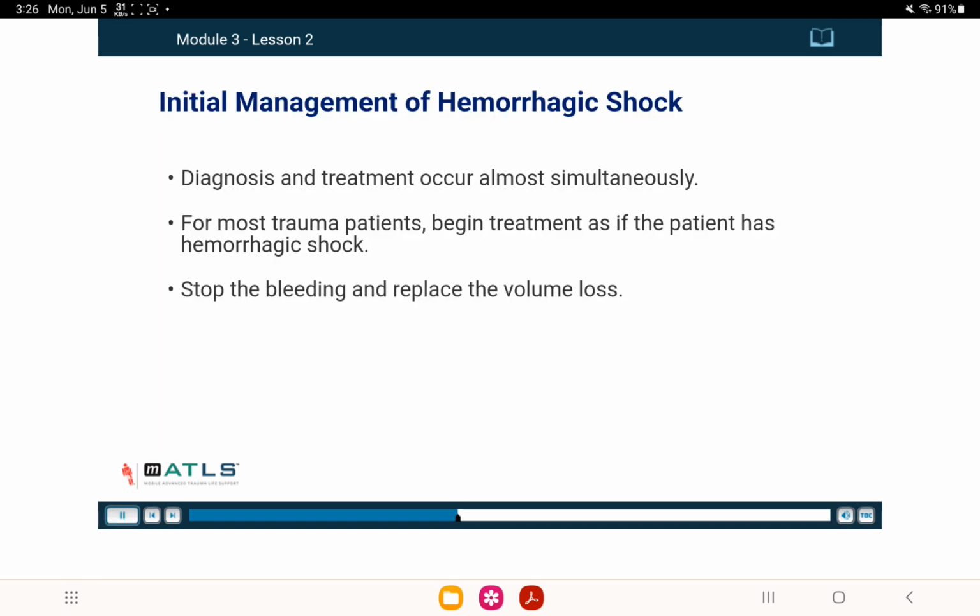The diagnosis and treatment of shock must occur almost simultaneously. For most trauma patients, begin treatment as if the patient has hemorrhagic shock, unless a different cause of shock is clearly evident. The basic management principle is to stop the bleeding and replace the volume loss.